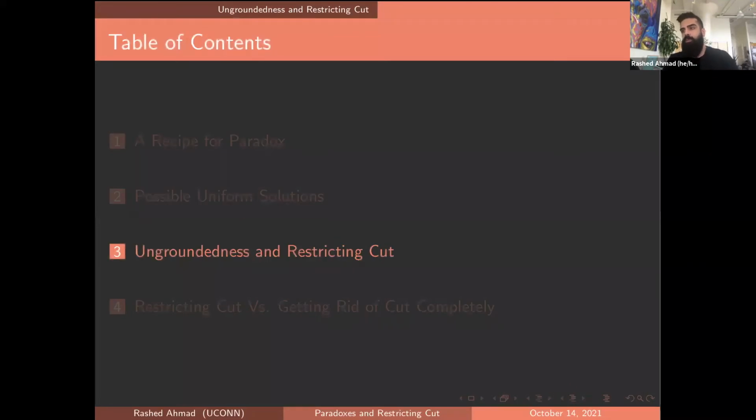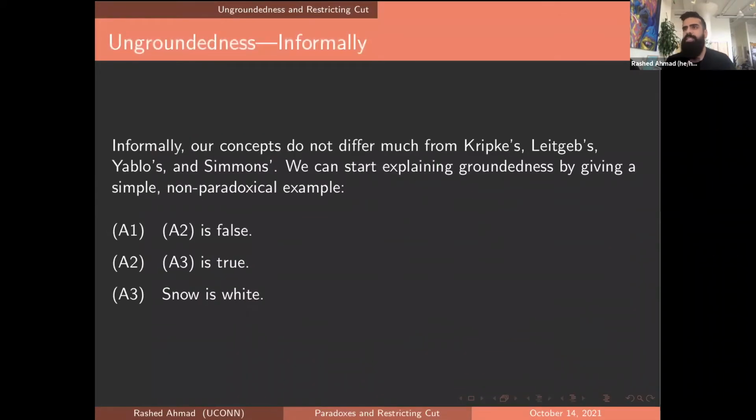All right. Speaking of the solutions and the structurals, targeting structural rules, that's what we're gonna do. We're gonna target the rule cut by restricting it with the notion of groundedness in hand. So let's talk about groundedness informally first, and then we're gonna provide our formal account of groundedness and ungroundedness. So informally, it doesn't differ from other people, right? It doesn't differ from Kripke, Leitgeb, Diablos, and Simmons.